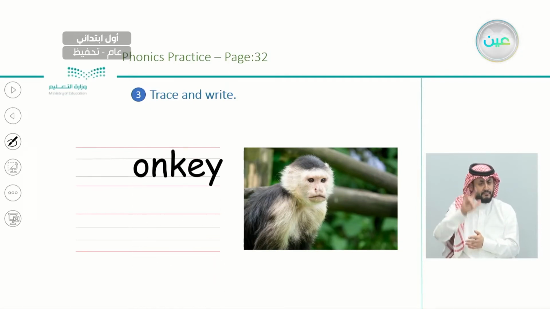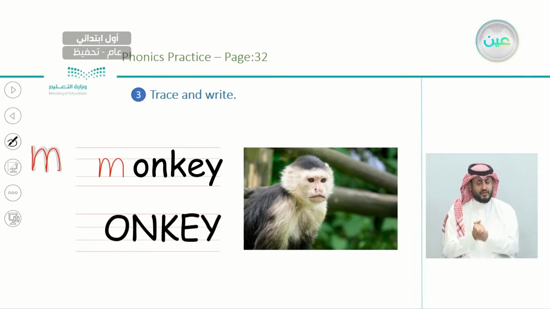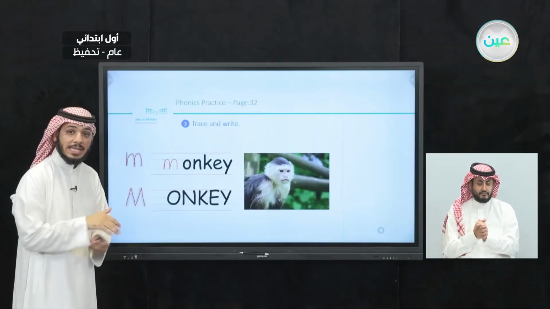Monkey. Excellent. Yes, we have monkey. So we have the letter M here in small form. Up to down like this, again and again. This is M in small form. Between number 2 and 3, we will write the letter M like this. Now monkey again, but in capital form. From down to up, down, up, down. So this is M in capital.